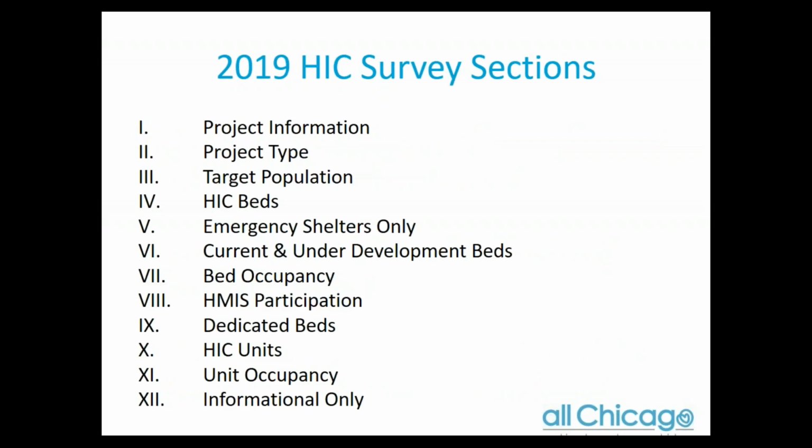On your screen, you'll see the different sections. The 2019 HIC does contain 12 sections. We know that sounds like a lot of sections, but each section has around 1 to 2 questions. If everything stayed the same from last year, you get to proceed to the next section. There will be additional questions that show up in the event that you have to provide updated information for this year.